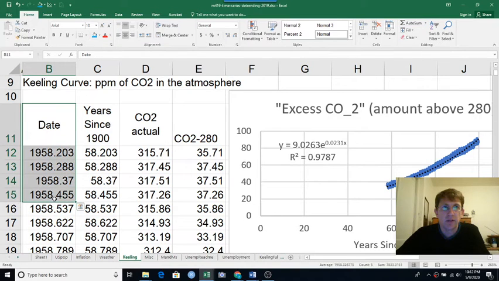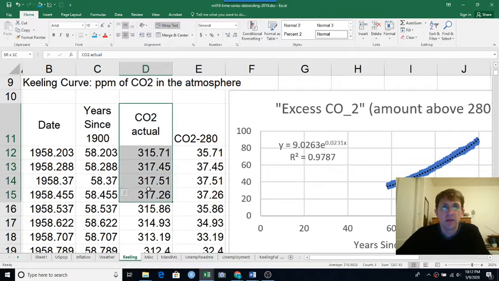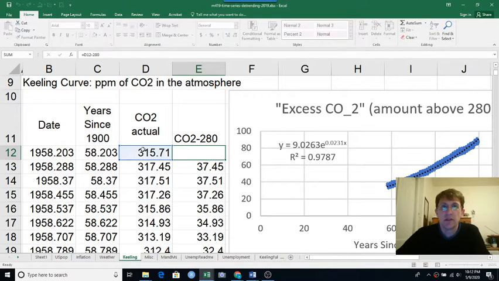So here's the actual dates. Sometimes it's nicer to use years since 1900 or years since 2000. Here's the actual amount of carbon dioxide in the atmosphere. And people say that the amount of carbon dioxide in the atmosphere back before the Industrial Revolution was about 280. So if we subtract 280 from all these, we get the kind of excess CO2 above what it was. And that's what I plotted here.